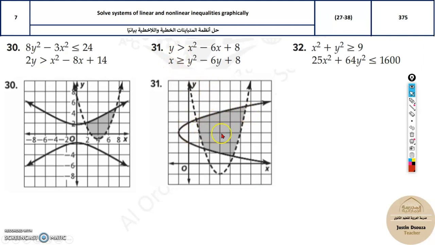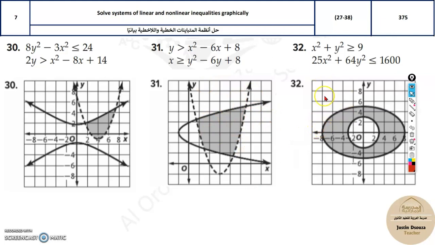Again, it's inside this, both. See? It'll be inside this and inside this, so this will be the overlapping region. If this was less than, then everything outside this. And if it is greater than or equal to, it will be a solid line. Greater than is just a dashed line.